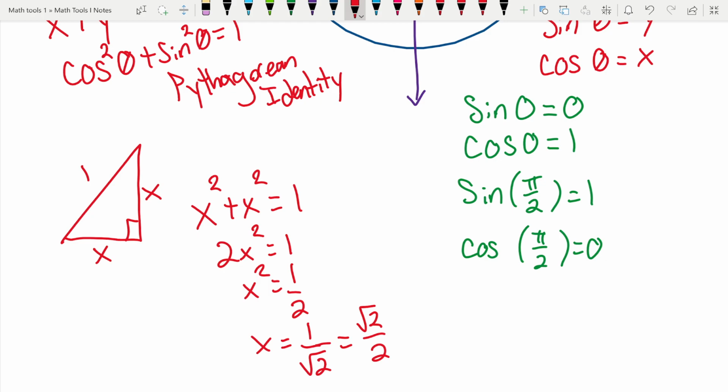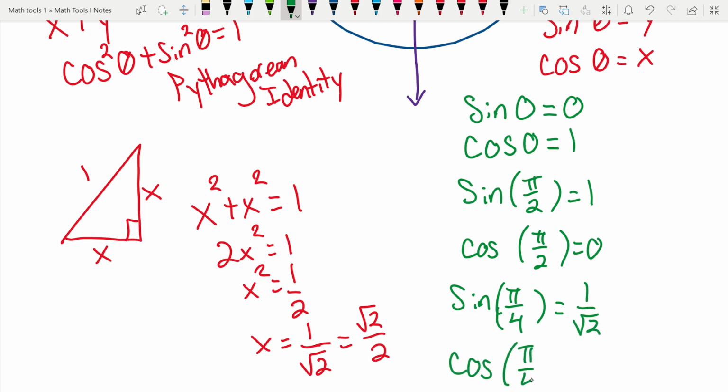So what this tells us is that sine of pi over 4, the y value, is 1 over square root of 2, and cosine of pi over 4 is also 1 over square root of 2. So we're looking at the x values and the y values here. So we can do this with a lot of different angles.